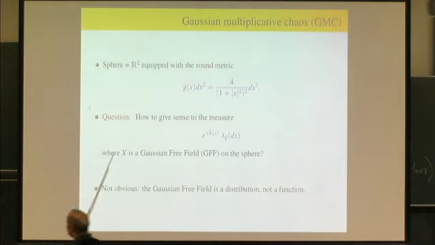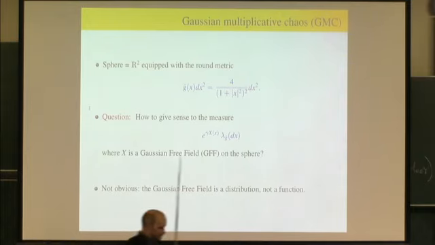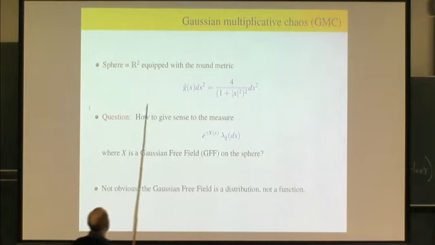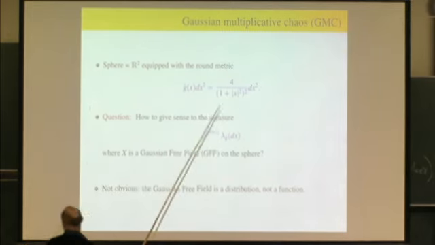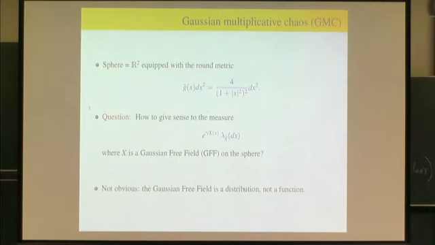Now I want to explain the construction on the sphere. So the sphere, you can see the sphere as the whole plane equipped with the round metric. So the round metric is this metric here, and for this metric you can check that, if you have an exact definition of the scalar curvature, this Ricci scalar curvature is 2.